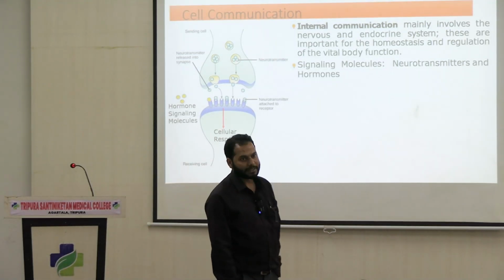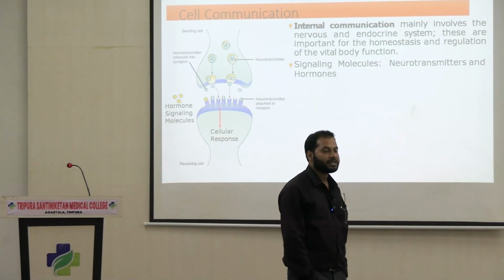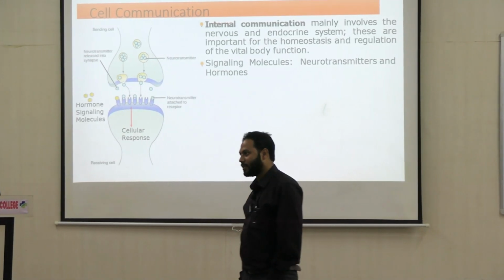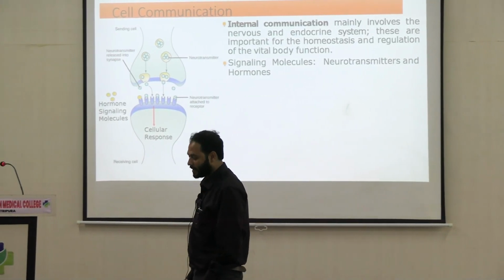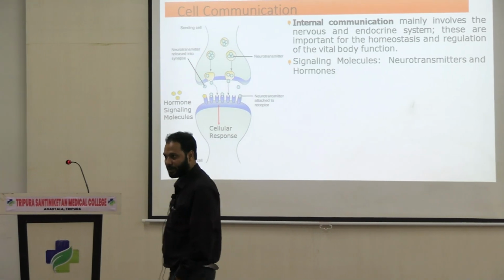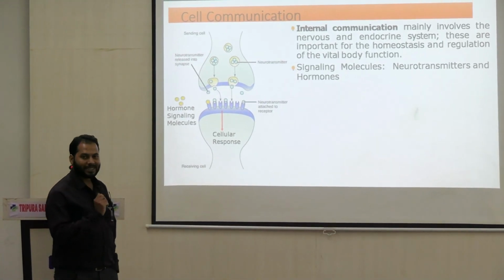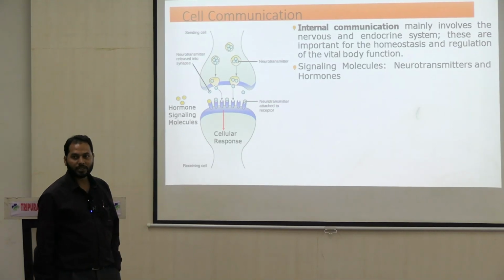One is signaling molecules present in the nervous system. Another is signaling molecules present in the endocrine system. Here it is hormone. In case of nervous system, it is neurotransmitter. So these are important for the homeostasis and regulation of the vital body functions.